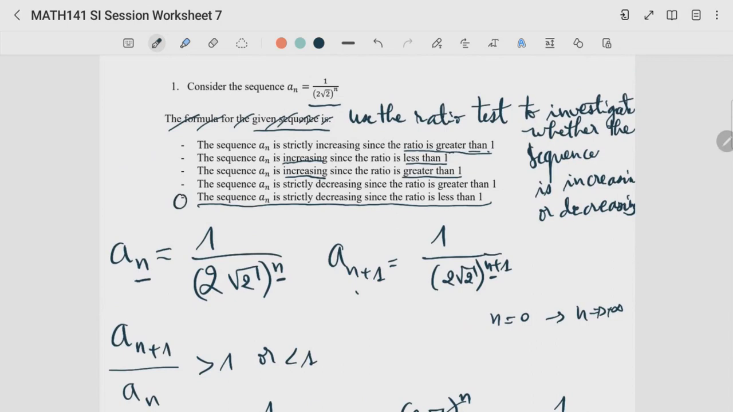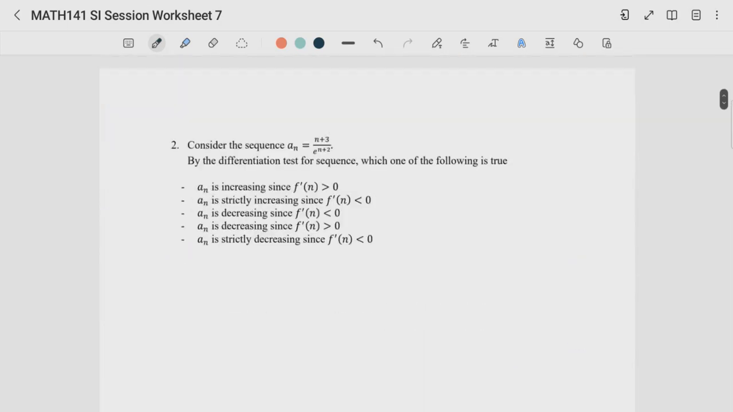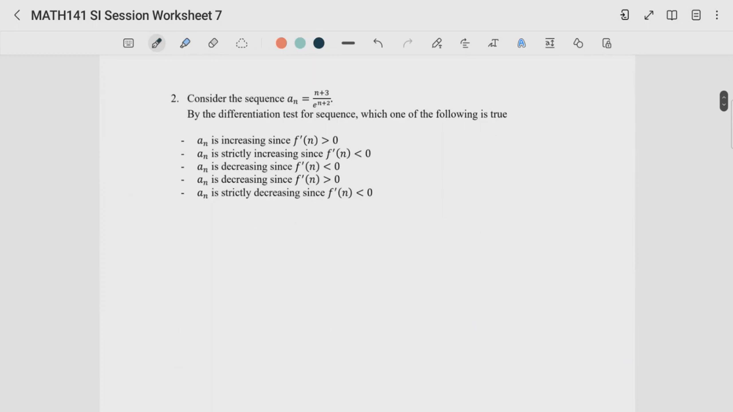All right. So now moving on to the next question. We are given another sequence, a_n, which is equal to n plus 3 divided by e to the n plus 2, right? And we are asked to use the differentiation test to check which of the following assertions is true, right?